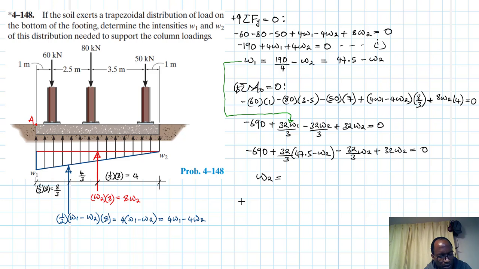Then divided by, we have 32 divided by 3 as a minus, so minus 32 divided by 3, minus 32 divided by 3, and then plus 32. Then we close the brackets. So we get 17.1875. The units are kilonewtons per meter.